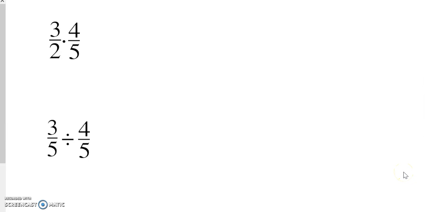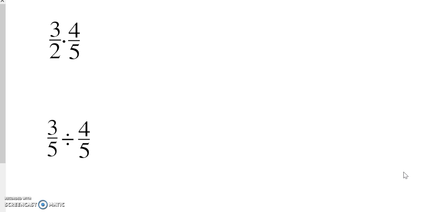Before we even start the 5-5 notes, I want to go over a little review of fractions, because remember, rational expressions are fractions, and in this section we're going to be multiplying and dividing fractions, which is a very easy concept. I just want to review a little bit.